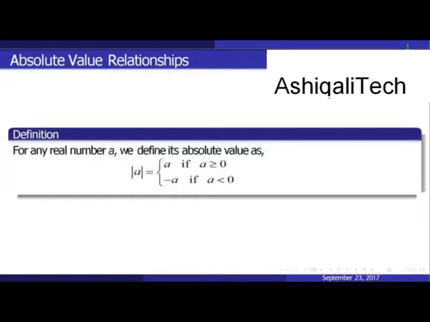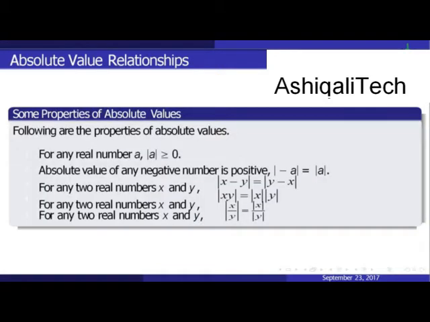Now we give you the definition of absolute value. For any real number a, we define its absolute value |a|, which is equal to a if a is greater than or equal to 0, and minus a if a is strictly less than 0.